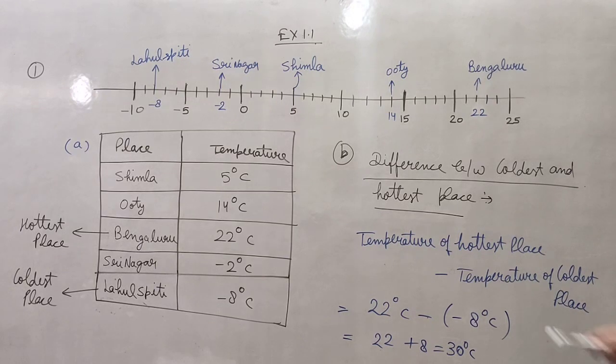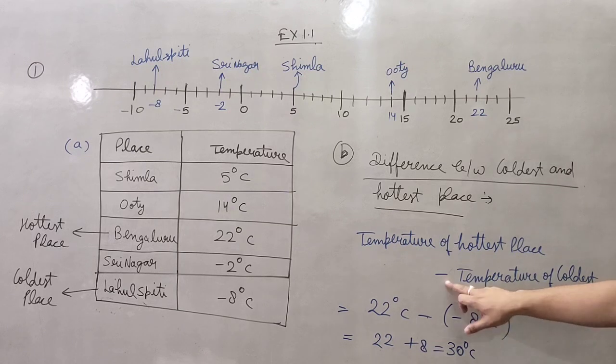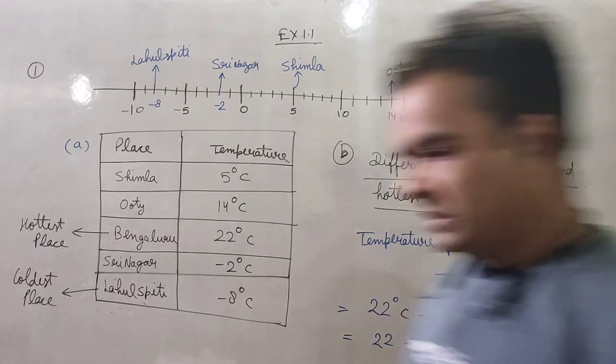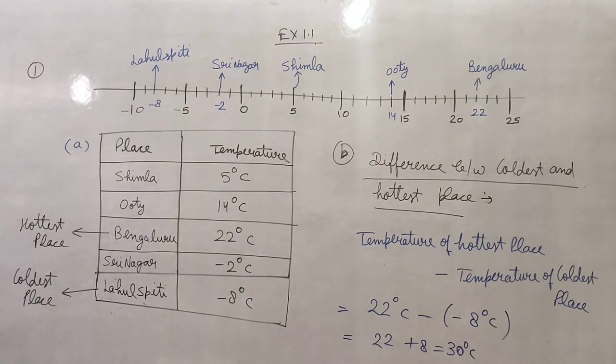We have to find the difference between the coldest and hottest place. So we will write here temperature of hottest place minus temperature of coldest place. The temperature of the hottest place is 22 degrees Celsius, and the temperature of the coldest place is -8 degrees Celsius. One minus we are applying because of the difference, and one minus is already in the temperature. So minus minus becomes plus. This is the integer method, and 22 plus 8 will be 30 degrees Celsius. So this is the first and second part.